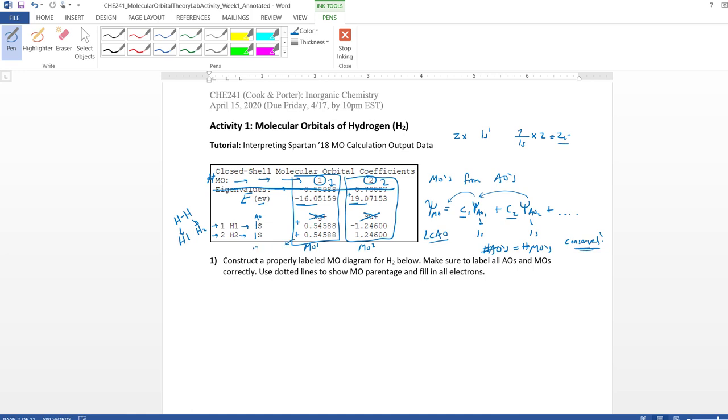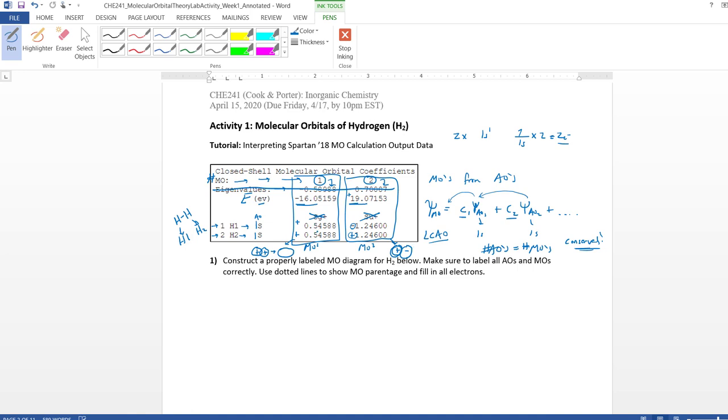Remember, if you have a hydrogen 1s and a hydrogen 1s and they have the same phase, positive and positive, or same color or shading, that's going to give you constructive overlap and you're going to form a nice bonding molecular orbital. Really cool. If you look in the second one right here, you've got a negative and you've got a positive. That means that these two are not in phase. One is negative and one is positive.